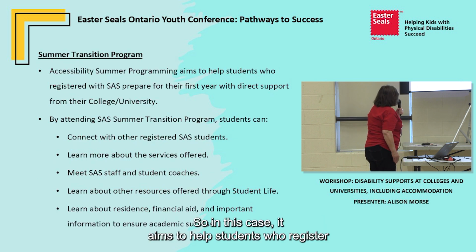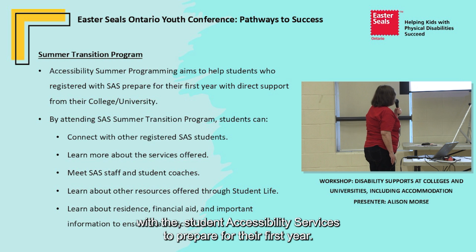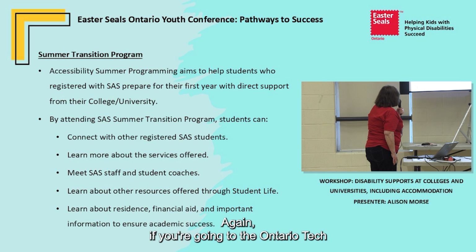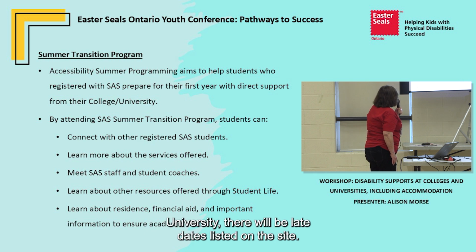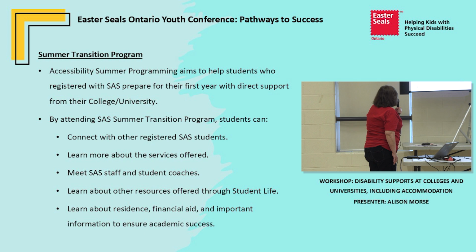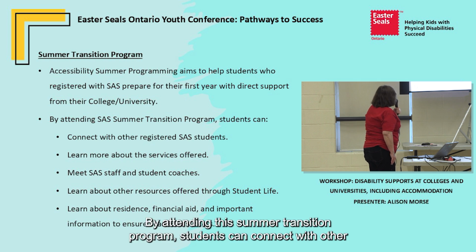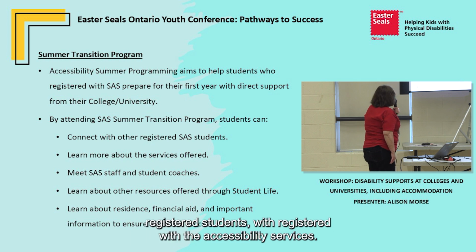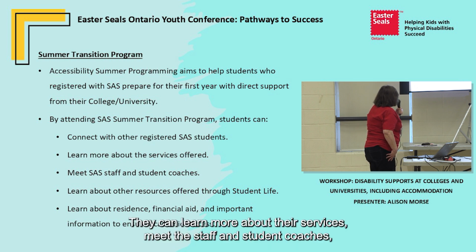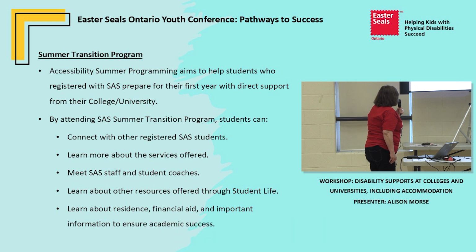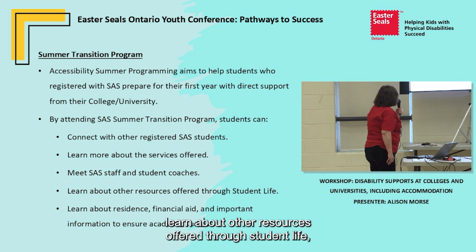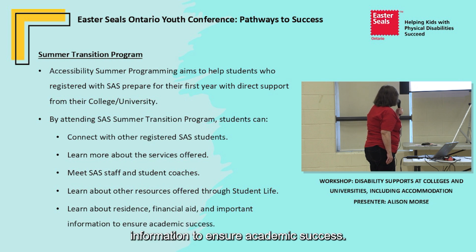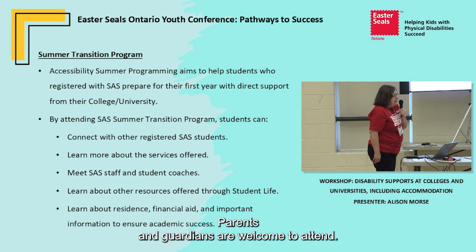So in this case, it aims to help students who register with the Student Accessibility Services to prepare for their first year. Again, if you're going to Ontario Tech University, there will be dates listed on the site. By attending the summer transition program, students can connect with other students registered with the accessibility services. They can learn more about their services, meet the staff and student coaches, learn about other resources offered through Student Life, learn about residence, financial aid, and important information to ensure academic success. Parents and guardians are welcome to attend.